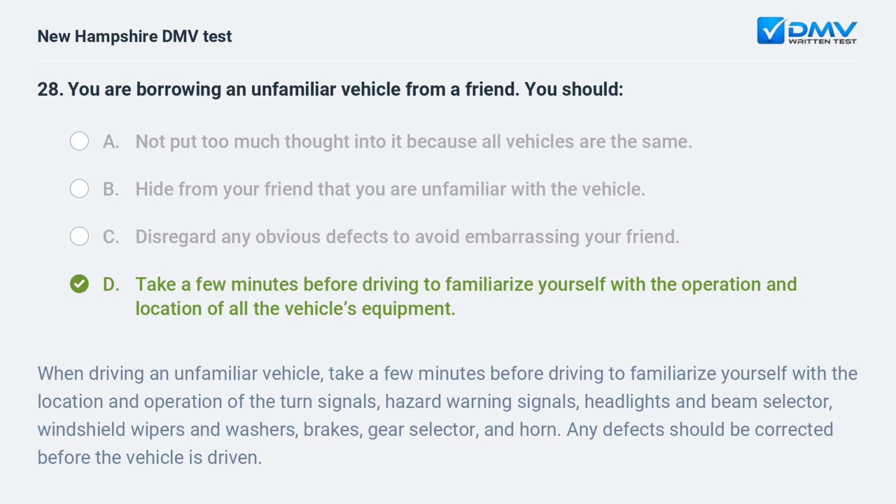When driving an unfamiliar vehicle, take a few minutes before driving to familiarize yourself with the location and operation of the turn signals, hazard warning signals, headlights and beam selector, windshield wipers and washers, brakes, gear selector, and horn. Any defects should be corrected before the vehicle is driven.